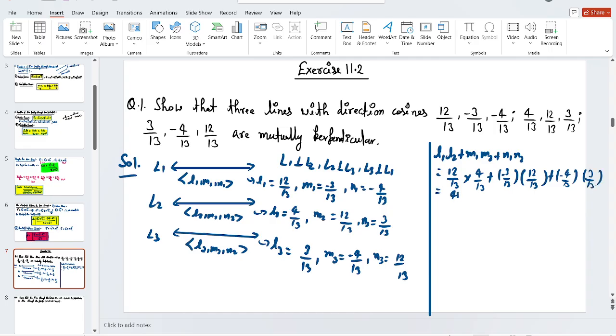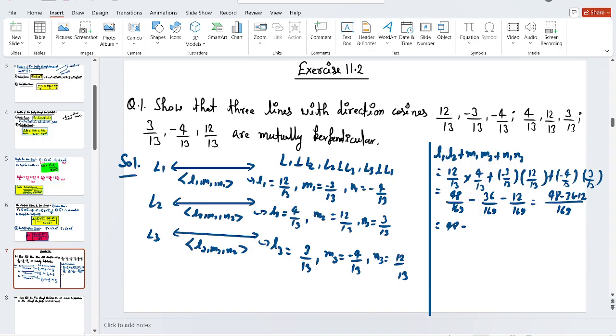12 into 4 is 48 by 169, plus minus 3 into 12, minus 36 by 169, and here plus minus 4 into 3, minus 12 by 169. Here the denominator is 169 in all terms, so we simply add or subtract as per the signs. So 48 minus 36 minus 12, what does it become?